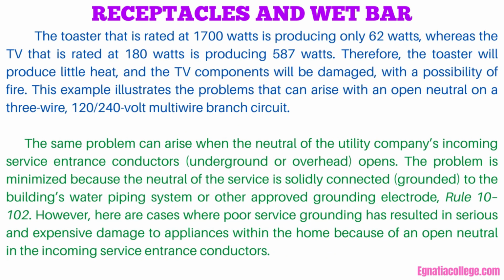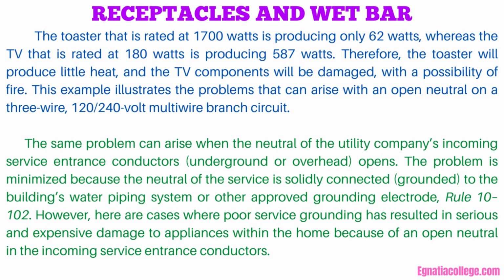The toaster that is rated at 1700 watts is producing only 62 watts, whereas the TV that is rated at 180 watts is producing 587 watts. Therefore, the toaster will produce little heat, and the TV components will be damaged, with a possibility of fire. This example illustrates the problems that can arise with an open neutral on a 3-wire, 120 or 240-volt multi-wire branch circuit.